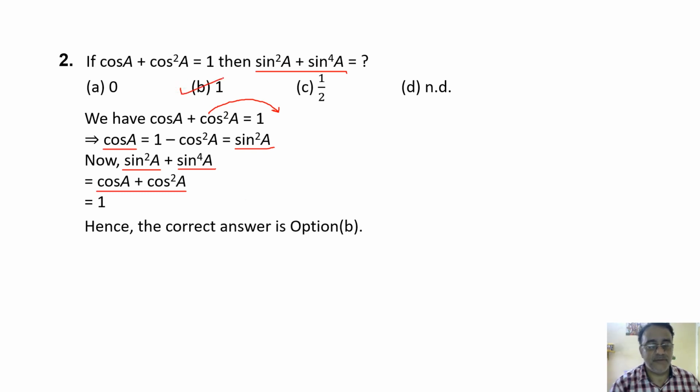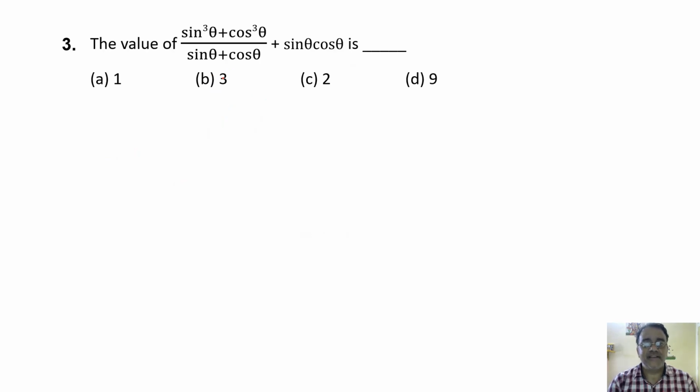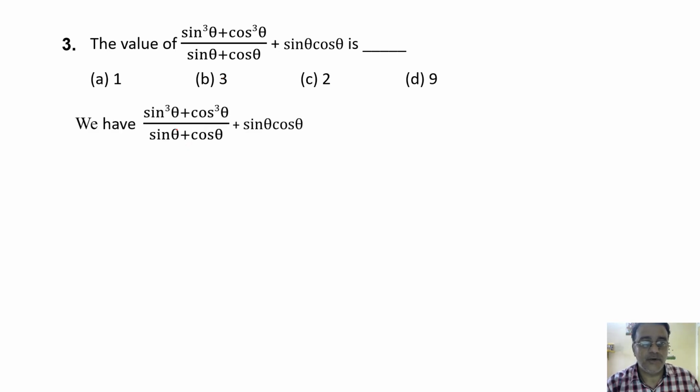So this is question number 2. So there are a total of 20 questions. So let us move toward the next question. The value of sin cube theta plus cos cube theta upon sin theta plus cos theta plus sin theta cos theta is dash. So let us start with what is given.